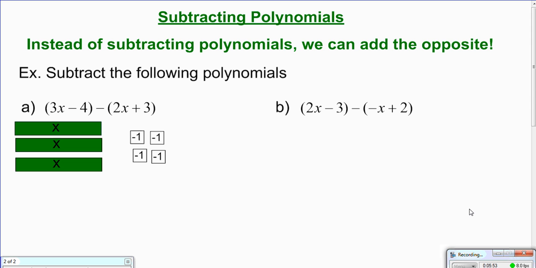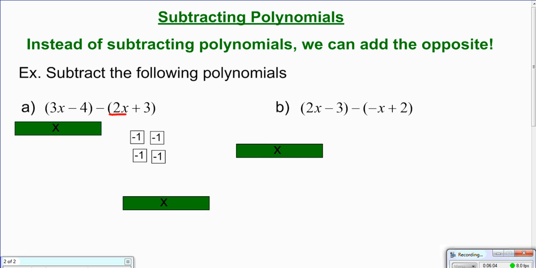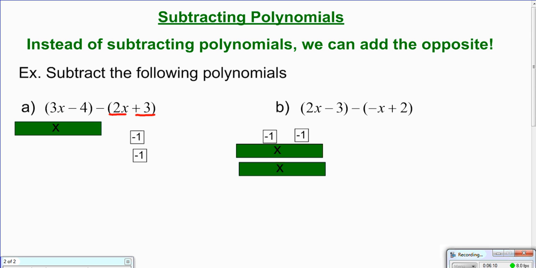Okay, so if we look at the first example build, I've built 3x and I've built negative 4. And so it's saying that we need to take away 2 x's. So take away 1x, take away 2x, and then we need to take away 3. So 1, 2, 3. And when we do that, we're left with x and then negative 1. Okay? So let's put those back.